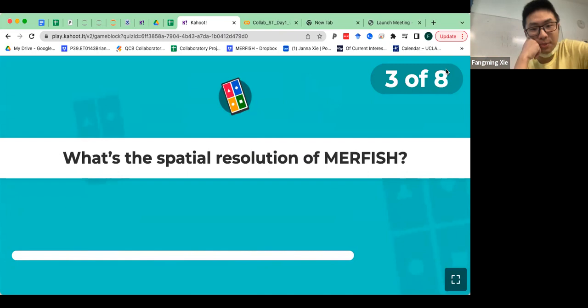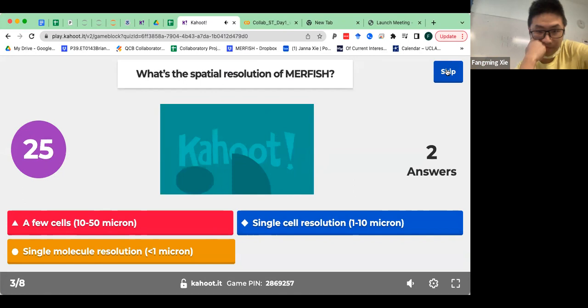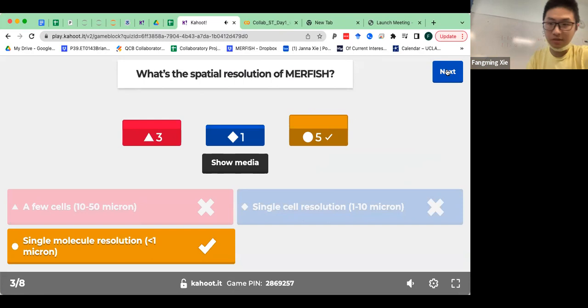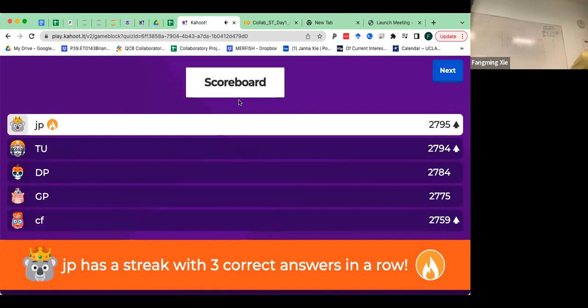What's the spatial resolution? Something we missed, but it's quite important. Okay, it's single molecule resolution. Five of you guys get it right. Let's pause for a while. Why is it single molecule resolution, not single cell resolution, not a few cell? Obviously, it's not a few cell. It has single cell. Why do we have to have it single molecule?